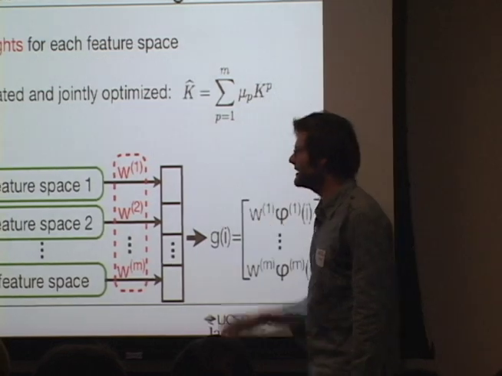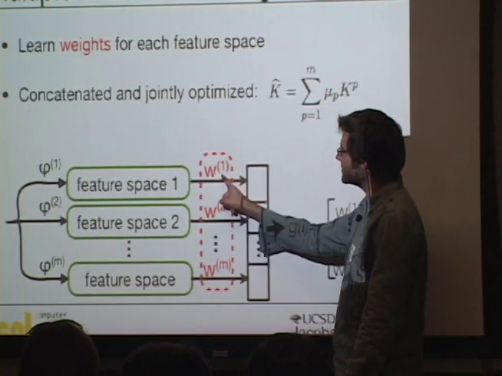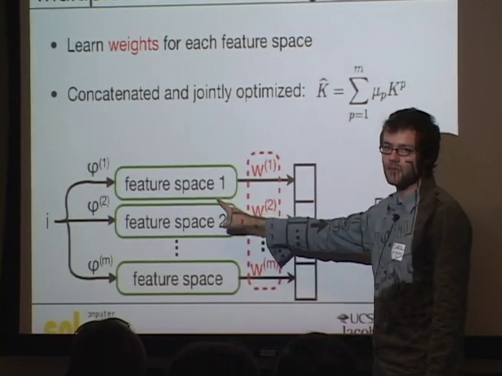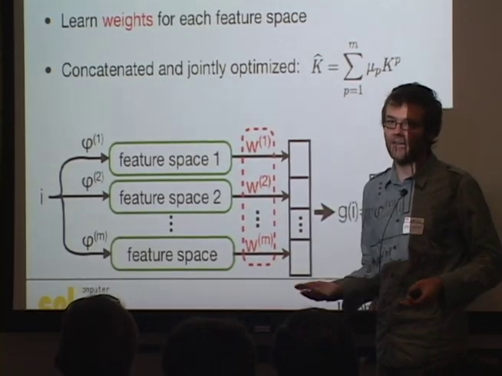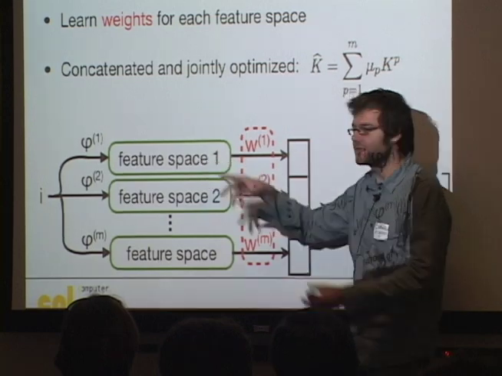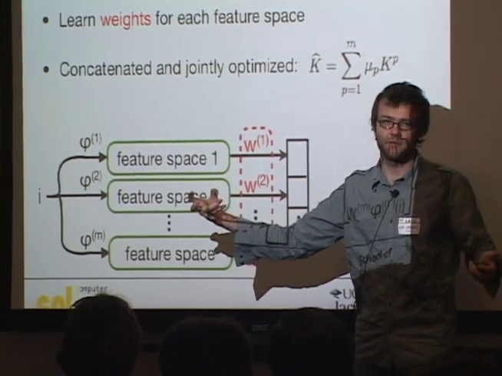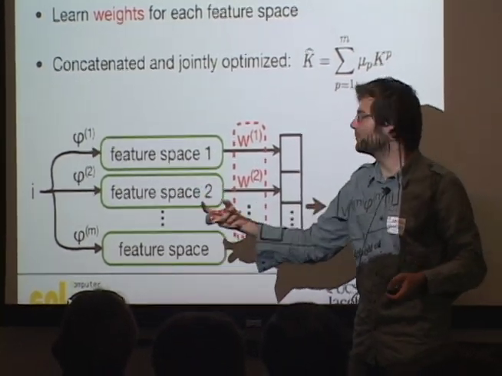But of course, one thing you may say is, well, if I'm just going to learn one weight for each of these feature spaces, I'm either able to collapse them or upweight them, but that's all I can do. It may be that some part of this feature space is useful and another part is not. And so I'm not capturing that type of information.